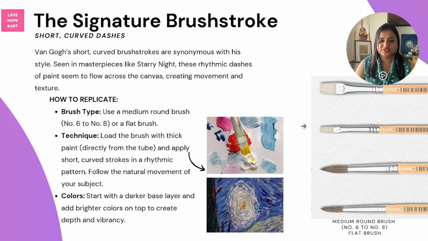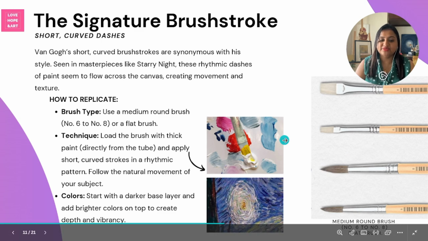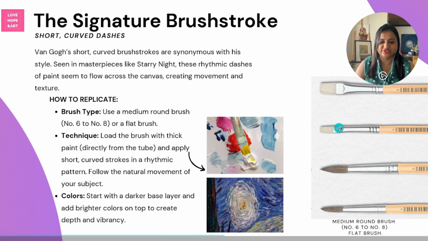We can use a medium round brush, number 6 or number 8, or a flat brush. The technique is to load the brush with thick paint directly from the tube and apply a short curved stroke in a rhythmic pattern.